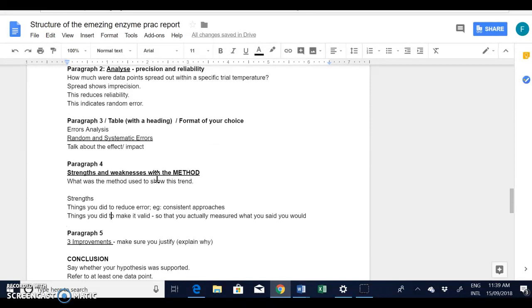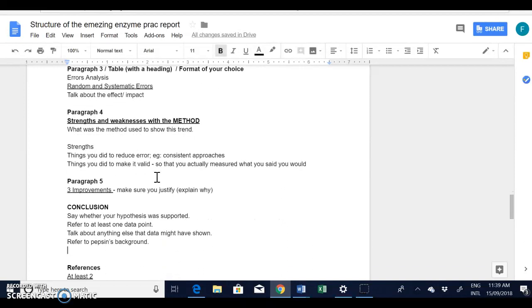It doesn't actually specify a number, but it's sources of error, so don't just have one of each. Sources, plural. Strengths and weaknesses with the method. So think really deeply into this method. If you're talking about the strengths, think about consistent approaches that you used, things that you did to make it valid. Things that you did so that your result wasn't because you used different pHs. It was actually because you changed the temperature.